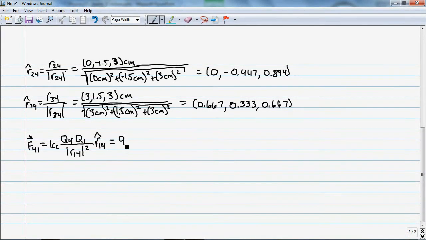And that's going to be 9 times 10 to the 9th Newton meter squared per Coulomb squared times Q4, which is set at -5 times 10 to the -3rd coulombs. Q1 is 10 millicoulombs, or I should say 10 times 10 to the -3rd coulombs, over, and now I need the distance based on vector 1, 4.